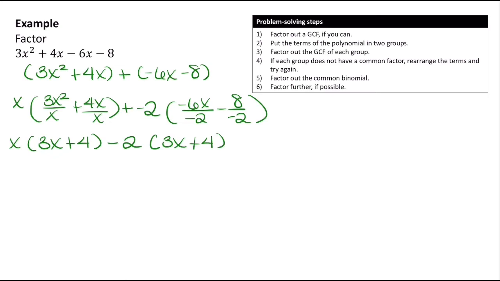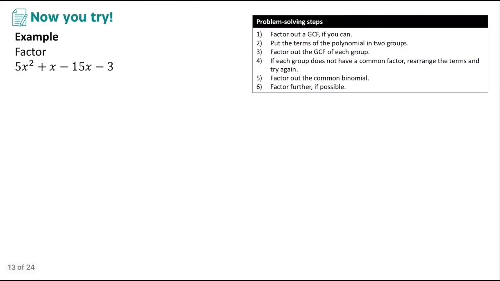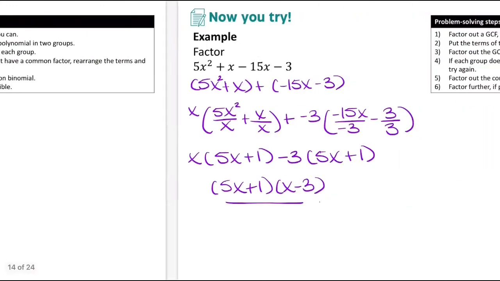Okay, so now look, I have that common binomial factor, right? That 3x plus 4. So I'm going to go ahead and write that. And then I write the terms that are on the outside, right? That x minus 2. So that is the fully factored form of this expression. So now you can go ahead and pause the video and try doing this example on your own.